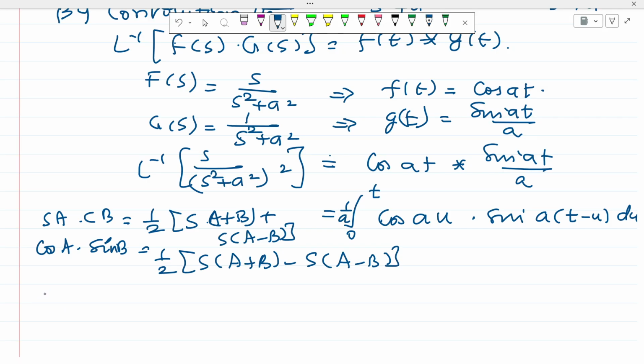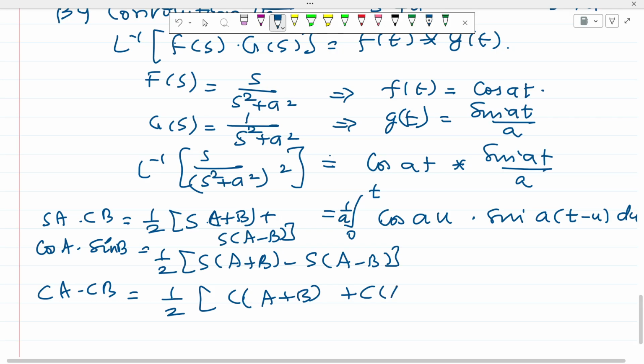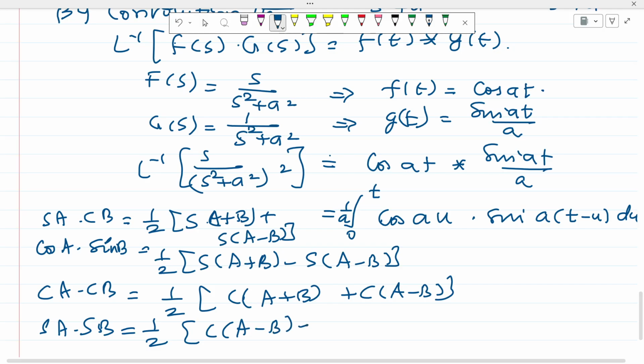Then cos a cos b equals 1 by 2 cos of a plus b plus cos of a minus b. Then sin a sin b equals 1 by 2 cos of a minus b minus cos of a plus b. Please don't forget these 4 formulas because we will use these 4 formulas in the Laplace transform. Okay, fine.